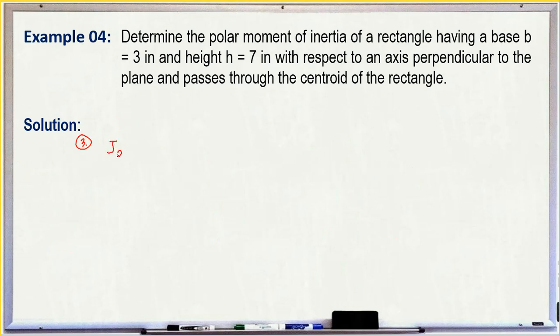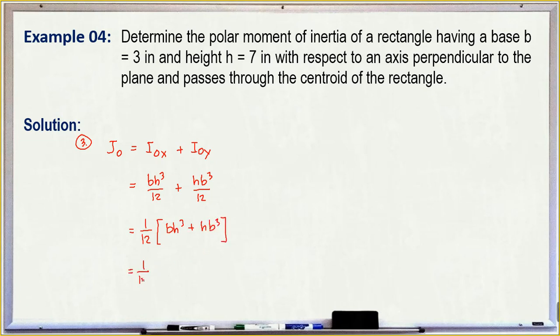So, J_o, again, this is the polar moment of inertia, is equal to I_x plus I_y. Our I_x earlier was b h cubed all over 12, plus our I_y, which is reversed, h b cubed all over 12. So, factor out 1 over 12. We have b h cubed plus h b cubed.